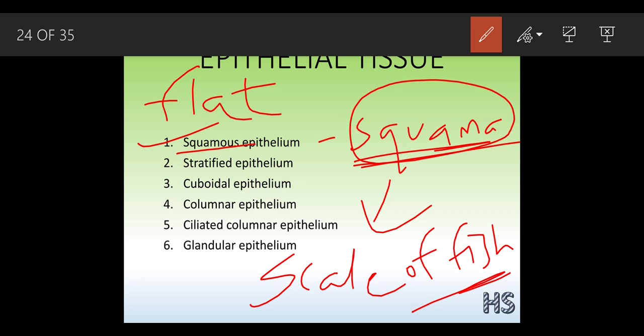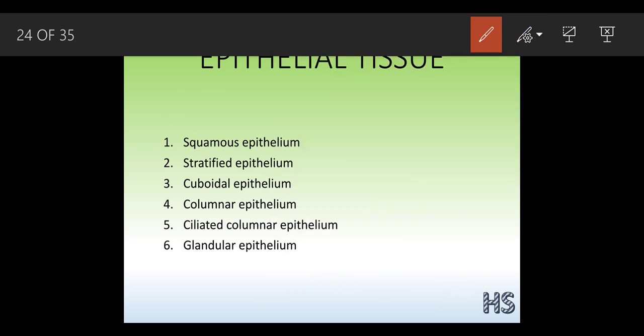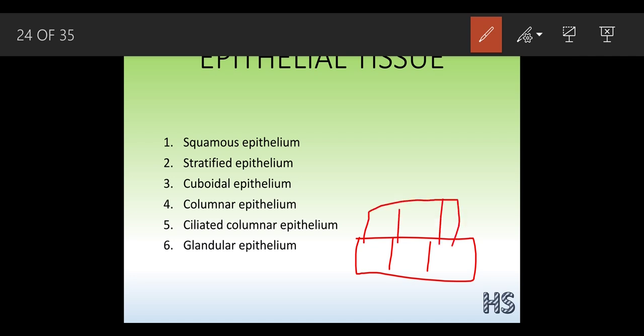Okay, the word stratified. What do you mean by the word stratified? The word stratified means one above another, like in layers. Suppose this is a layer of this tissue. This is the first layer, this is the second layer, and this is basically the third layer, and so on. So we can see this piling of layers. This piling of layers is nothing but the stratified epithelium.